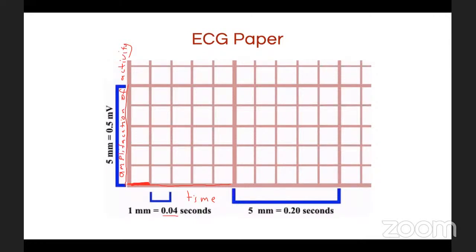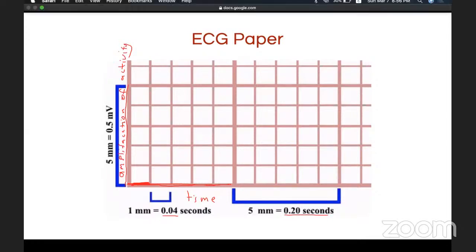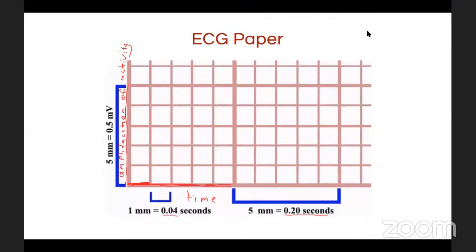While a large box is 0.2 seconds، لأنه كم في عندنا بوكس صغير في البوكس الكبير هذا؟ 1 2 3 4 5 صح. Okay. So 0.04 multiplied by 5 equals 0.2 okay seconds.